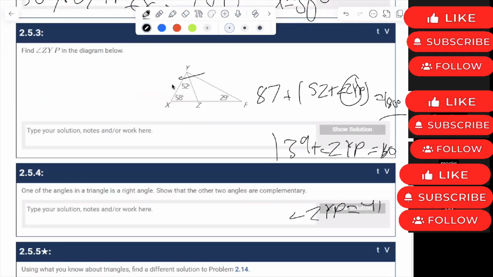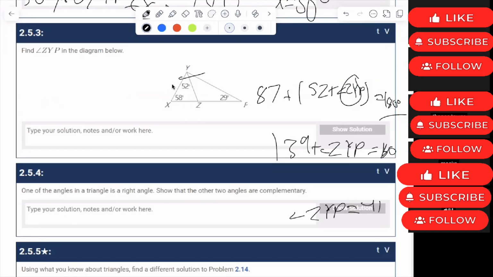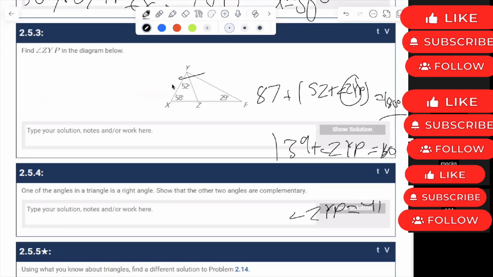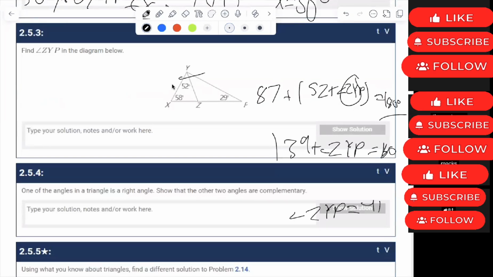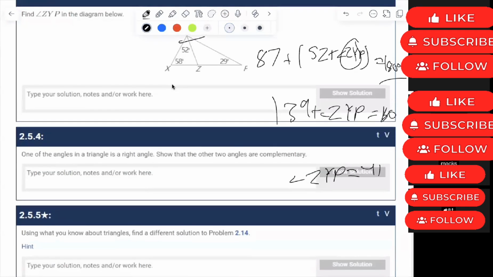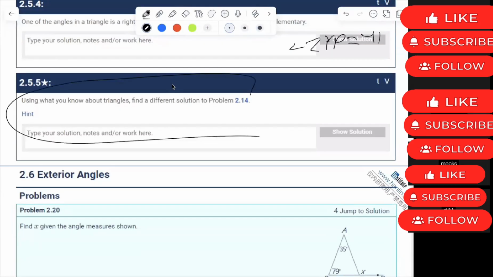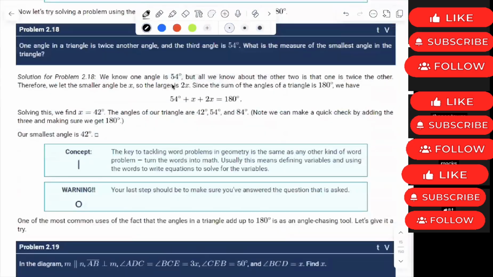Now we have this one. One of the angles in the triangle is the right angle, so the other two angles are complementary. Well, this is clearly the case because why? Because the sum of the angles in the triangle is 180 degrees, and subtract 90, that's 90 degrees, so they're complementary. Using what you know about angles, find a different solution to 2.14.